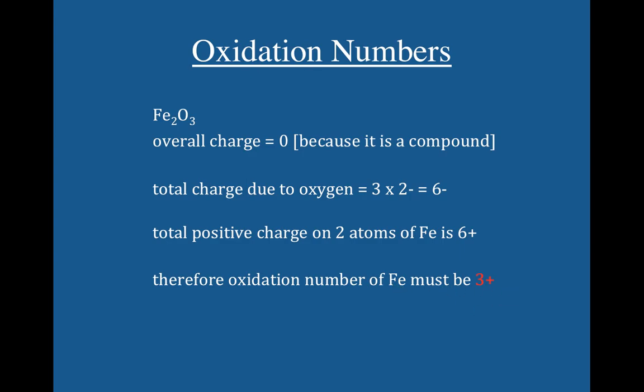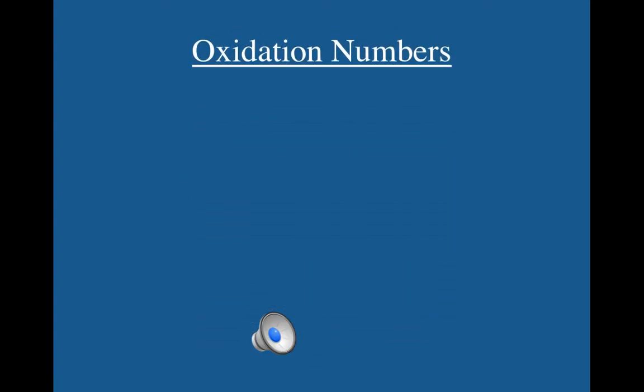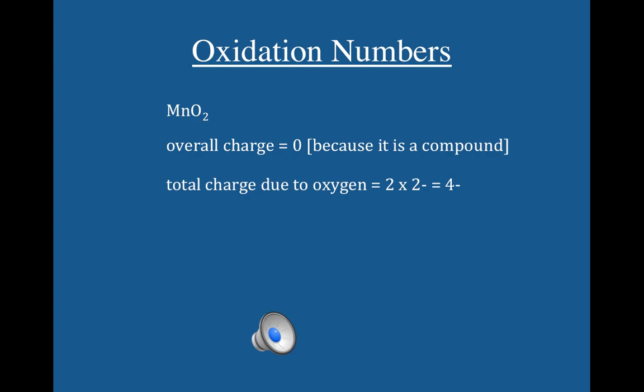And it turns out you can have fractions. We're really keeping track of electrons, but it's a bookkeeping game. So we don't mind fractions in this case. MnO2, this one's probably the easiest one. We have 2 oxygens. That's going to take us down to 4-. We know it's a compound, so an overall charge of 0. And so the manganese had to be 4+.